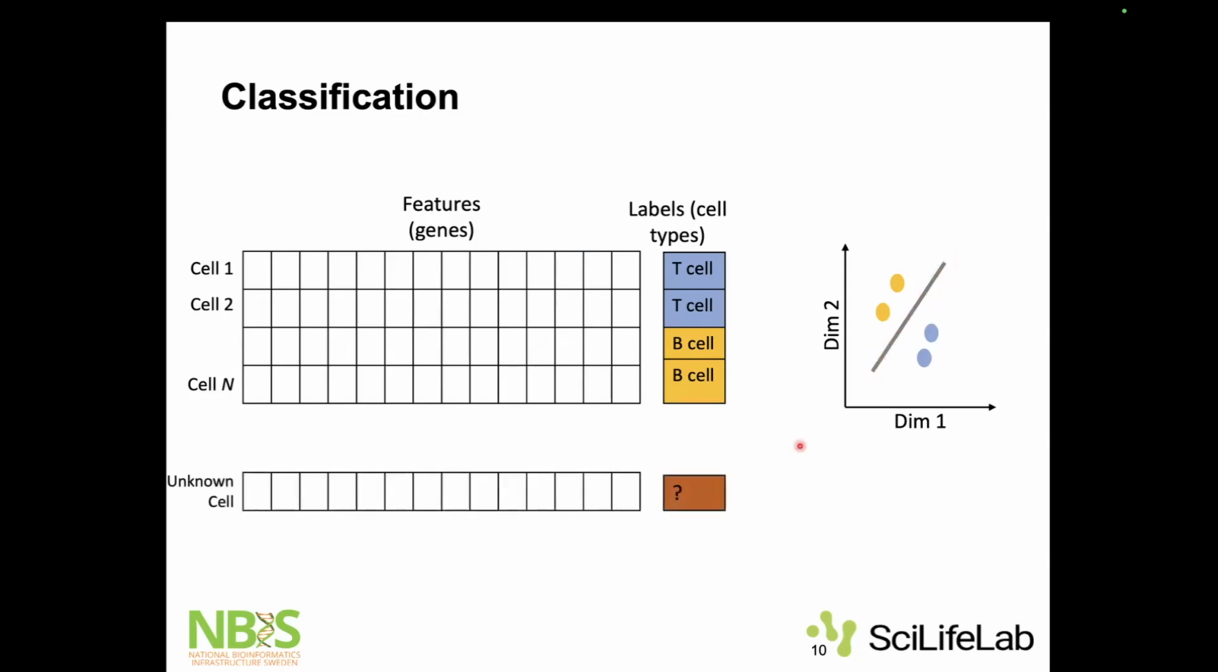And then when you get a new unknown cell, new data, you have a profile of expression. You want to see what this cell is. So if this cell just drops here, and you know the function that describes this boundary, then you can easily say that this is a T cell. So that's simply what we want the classifier to do.